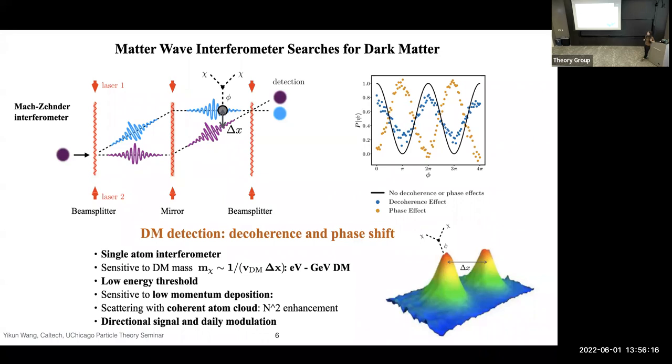Before I go to the details of the calculation, I want to mention a couple of signatures of this method of detection. Firstly, we only require one atom interferometer here, so we don't really need a long baseline. Although a long baseline will probably help with the sensitivity of the phase, the decoherence, basically the reduction of the clarity of your fringe, can already be observed with one single atom interferometer.